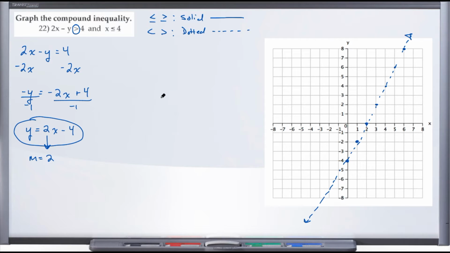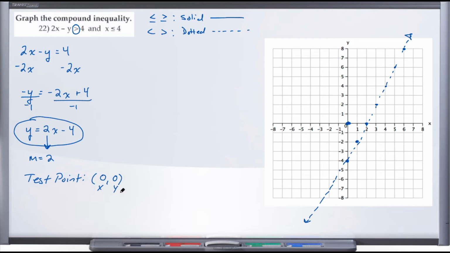Okay, so now let's determine which side of this line we're going to be shading, either above or below. Just like we've been doing, we're going to choose a test point. The easiest test point, you'll recall, is 0, 0, the origin. You can always use 0, 0, so long as your line does not go through that point. You can really choose any point you want on your graph so long as that point does not lie on your line. In this case, we can clearly see that 0, 0 is not on our line, so it's probably the easiest point to use.